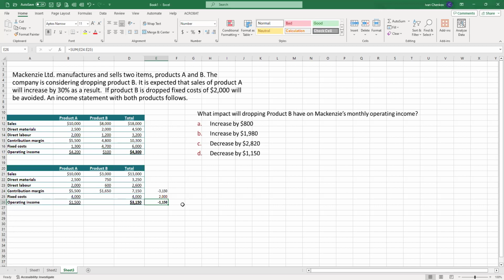So shall we go? No. Why? Because we decrease our income by 1,150. Make sense? Yes, Professor. Watch this. The other way you can easily see it. How much is the new contribution margin added? 1,650, right? 1,650, yeah.